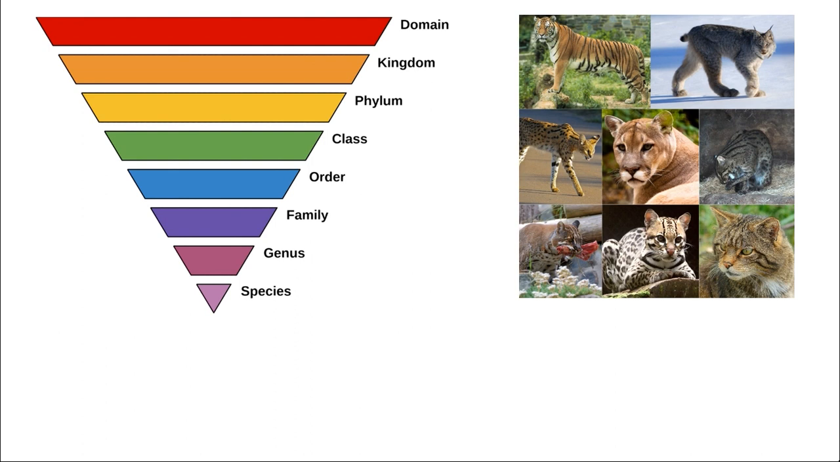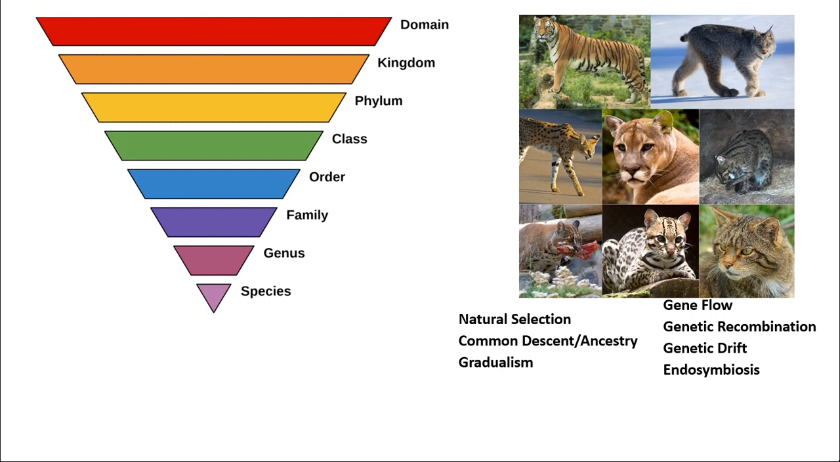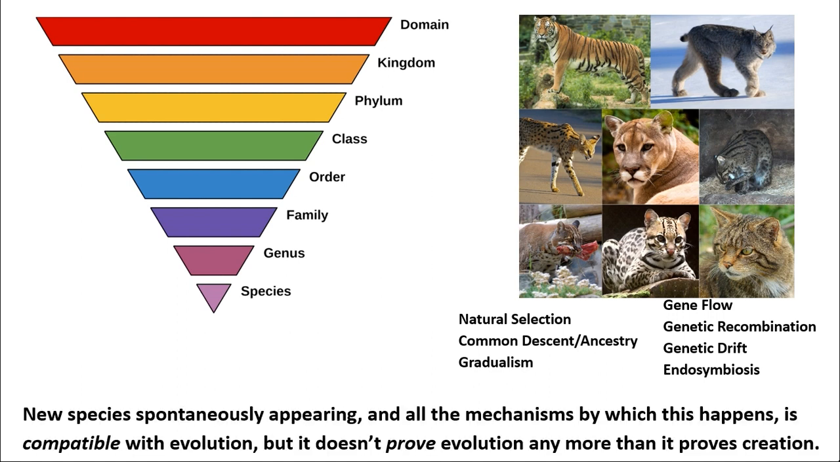Natural selection, common descent or ancestry, gradualism, gene flow, genetic recombination, genetic drift, endosymbiosis, all of these are terms that refer to processes that are known to occur within families. All of them are observable and established by the scientific method, and all of them have nothing to do with debunking creationism. New species spontaneously appearing, and all the mechanisms by which this happens, are compatible with evolution, but they do not prove evolution any more than they prove creation.